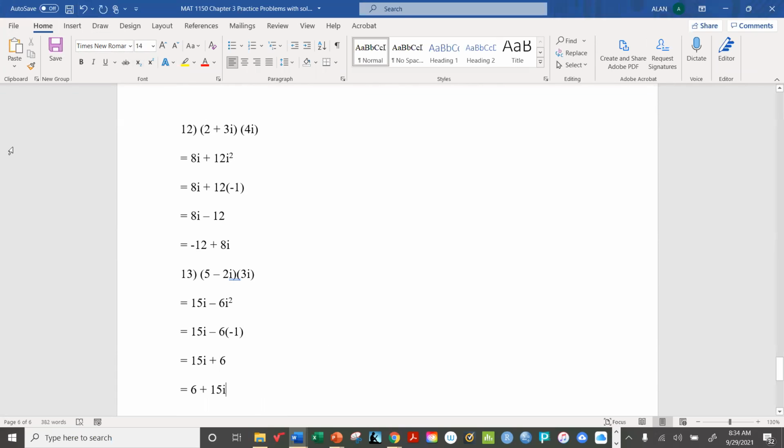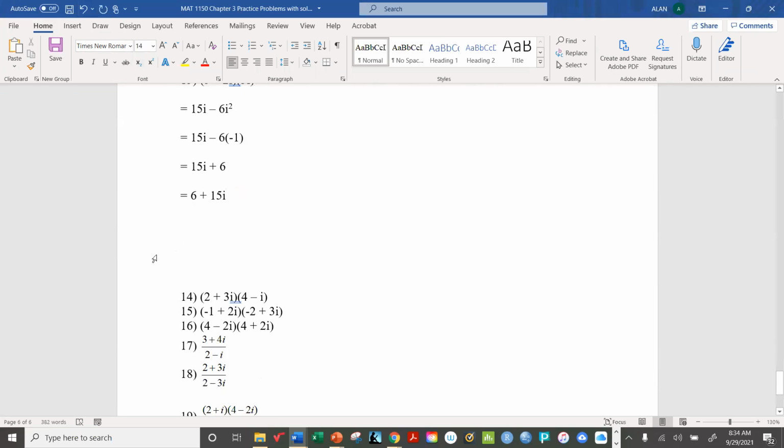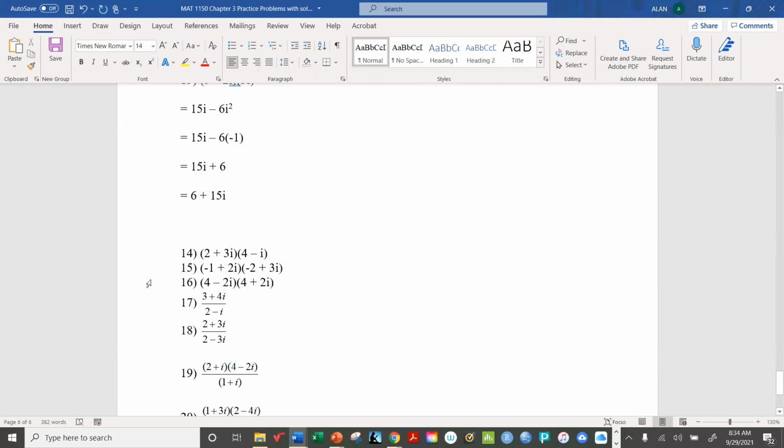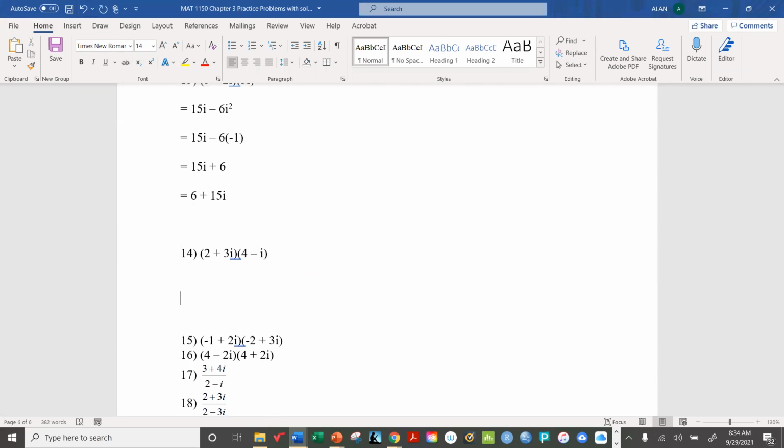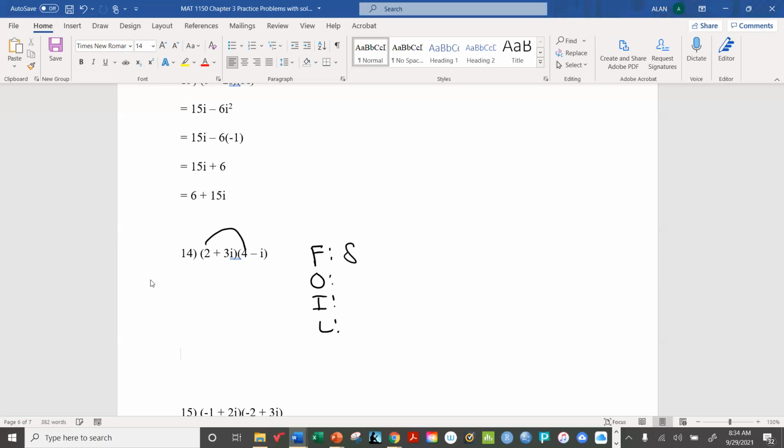And now we have, oh, more FOILs. Okay. We're good at FOIL. Okay. So let's see. What would that give us? F, O, I, L: 8, minus 2i, 12i, minus 3i squared.